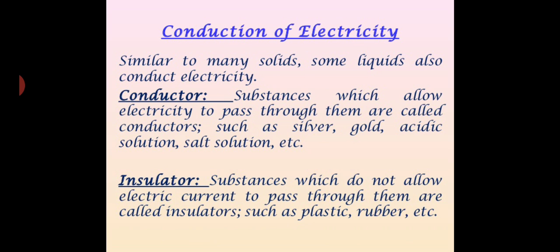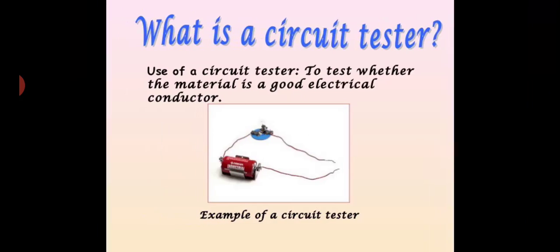What are conductors? The substances which allow the electricity to pass through them are called conductors, such as silver, gold, acidic solution, etc. Insulators. These are the substances which do not allow electric current to pass through them. What is an electric tester? Use of a circuit tester to test whether the material is a good electrical conductor or not. We know that electrical testers, you must have seen, we generally use testers to check whether the current is there or not.